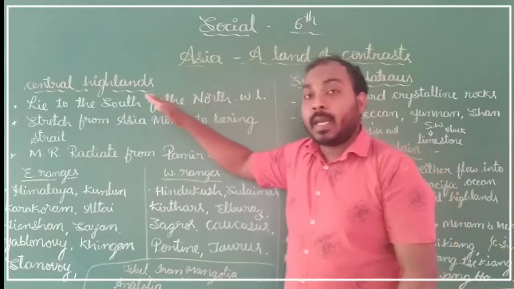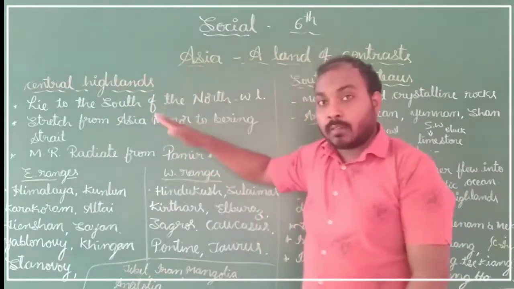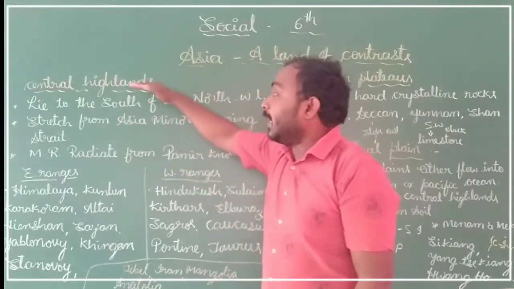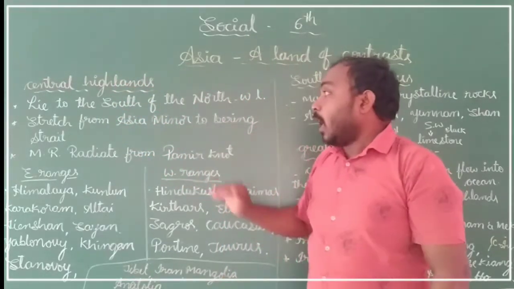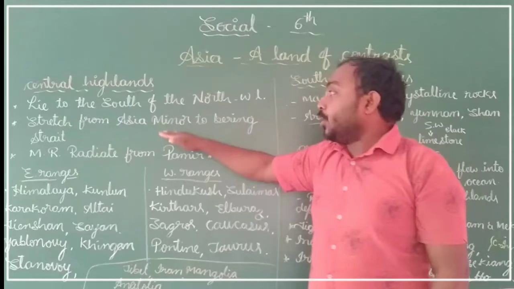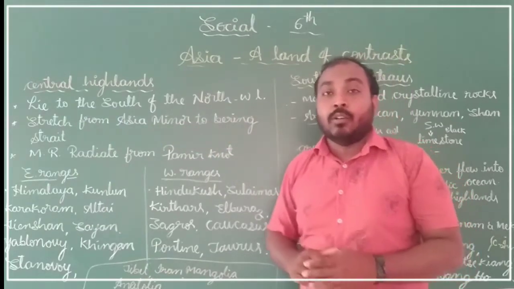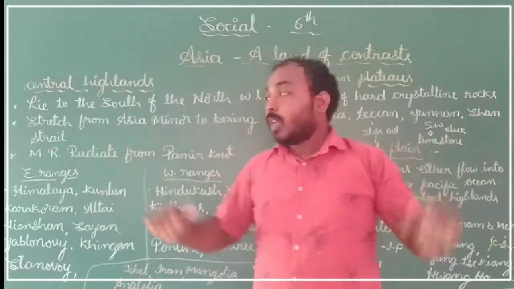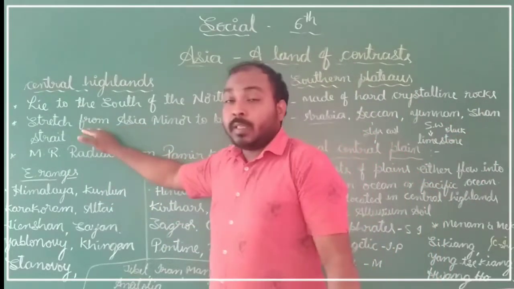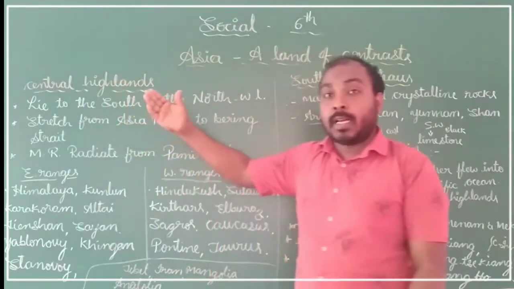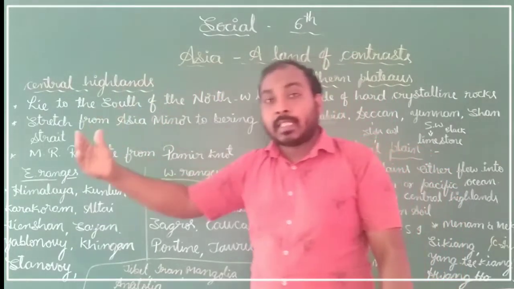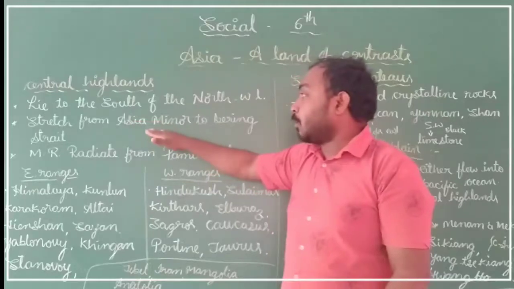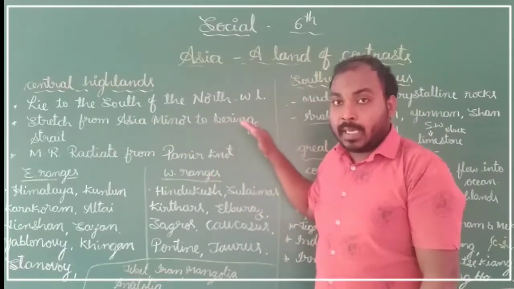South of the northwest lowlands, there are the central highlands. They stretch from Asia Minor to the Bering Strait, completely. As we discussed, the northwest lowlands stretch from the Bering Strait to the Caspian Sea, right? But the central highlands stretch from Asia Minor to the Bering Strait.